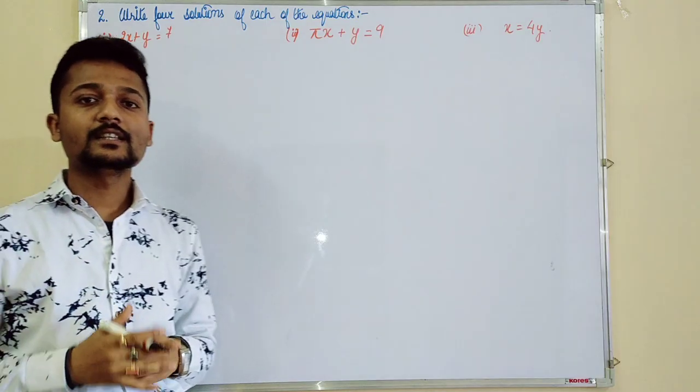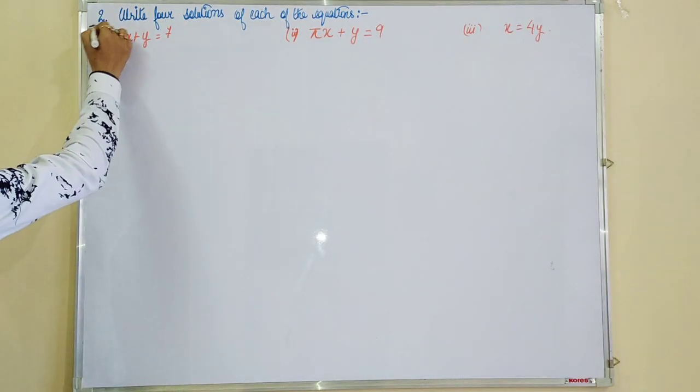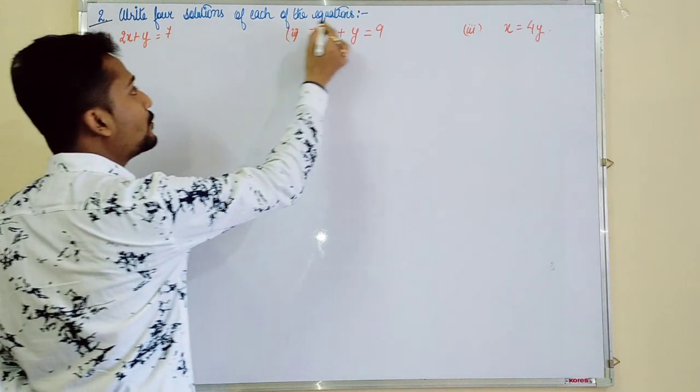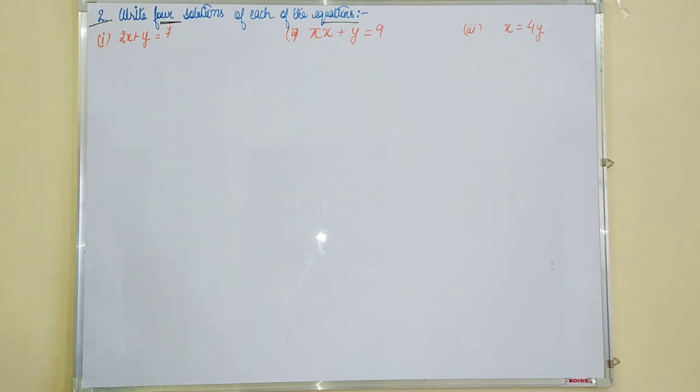Now we have with us the next set of questions of exercise 4.2, question number 2. So let us see what is there. Write 4 solutions of each of the equations. You have to find out 4 solutions of each of the equations.